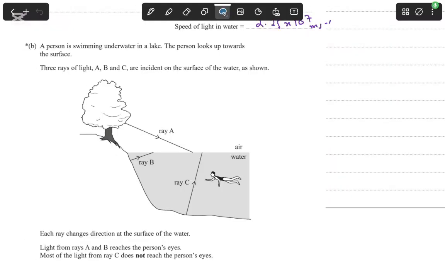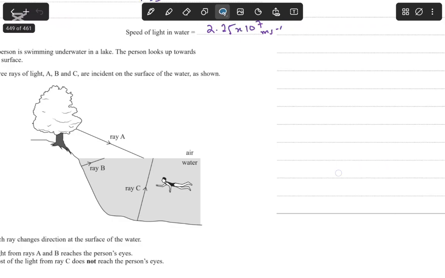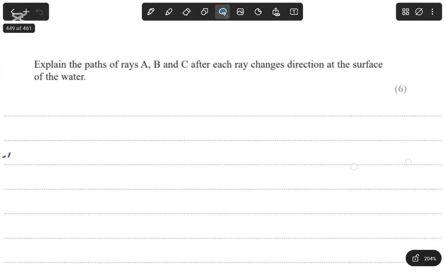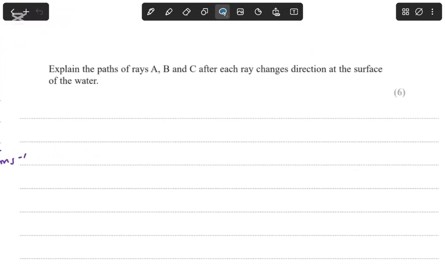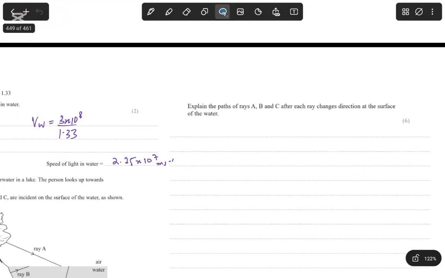We'll be looking at the 6-marker, which is: a person is swimming underwater in a lake. The person looks up towards the surface. Three rays of light, A, B, and C, are incident on the surface of the water as shown. Each ray changes direction at the surface of the water. Light from rays A and B reaches the person's eyes. Most of the light from ray C does not reach the person's eye. Explain the path of rays A, B, and C after each ray changes direction at the surface of the water.